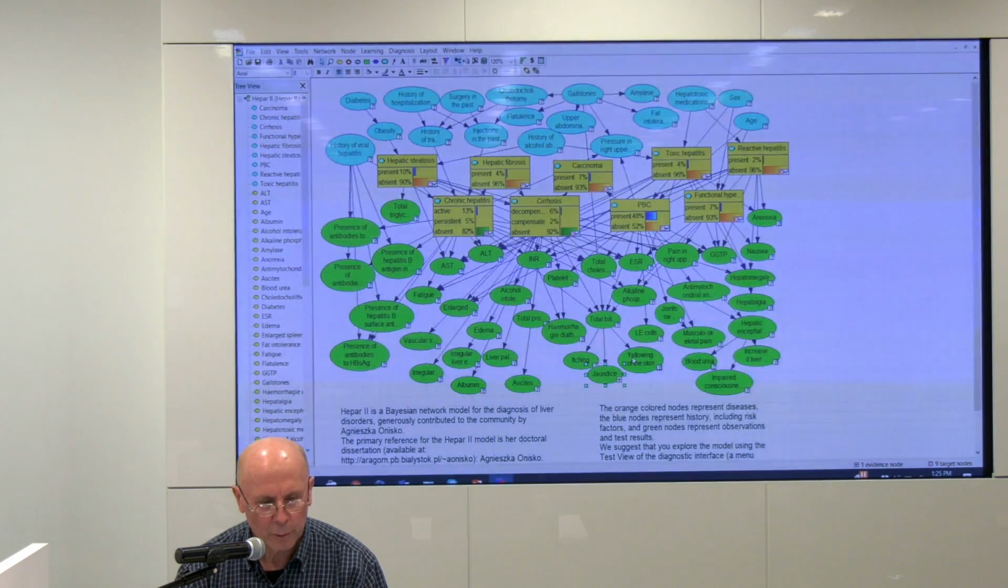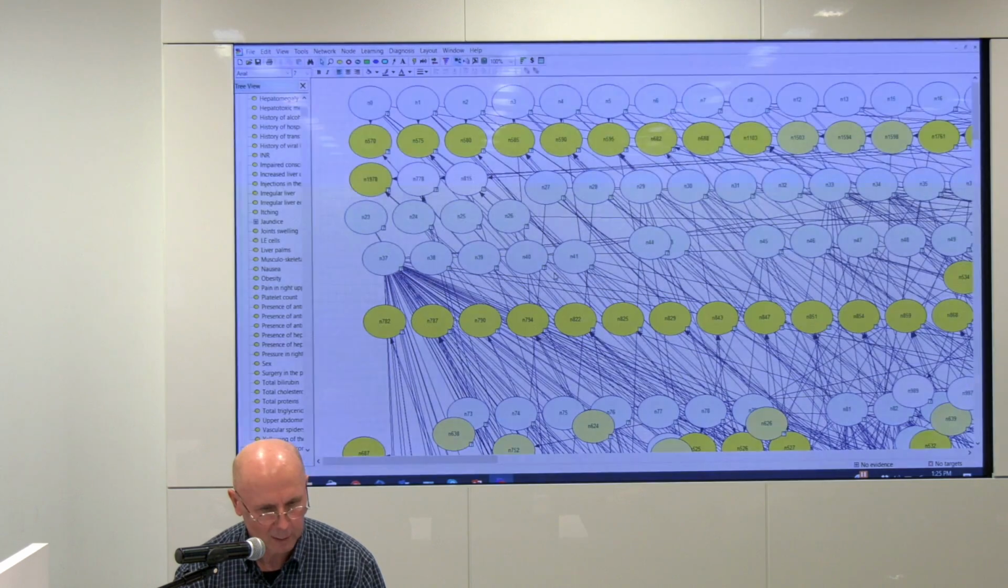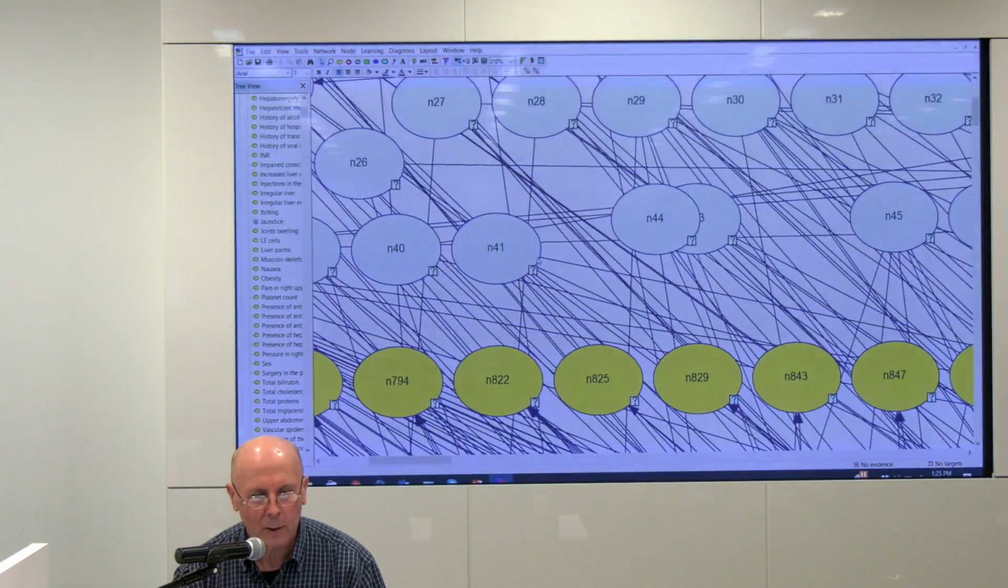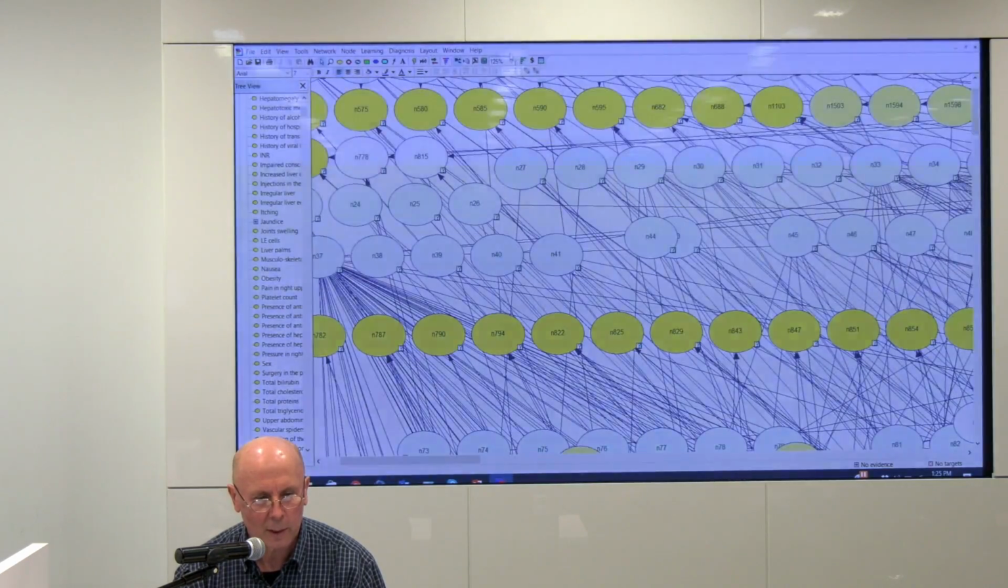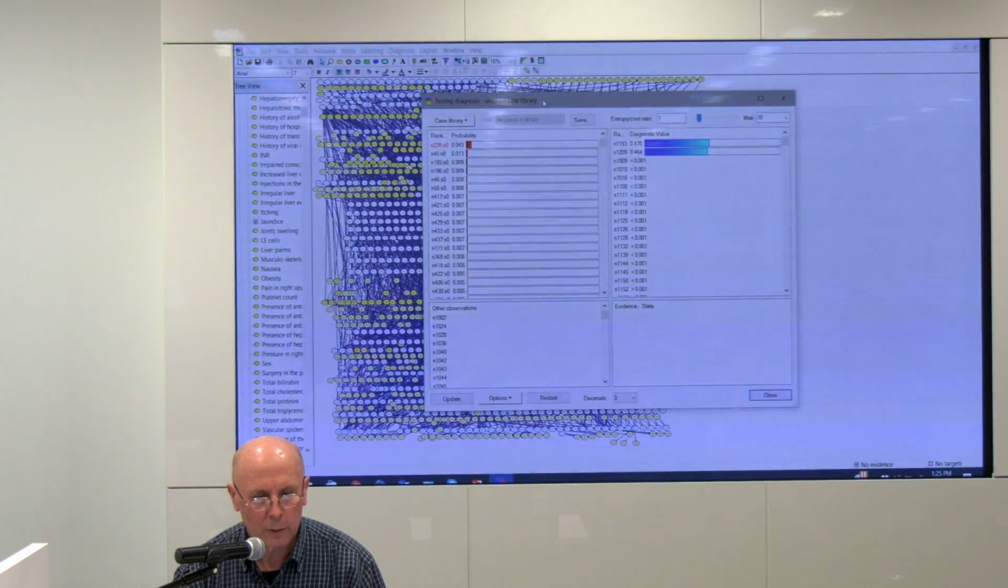What else could I show you? Let me go over to, just one more thing. The huge model, the locomotive diagnosis. As you see, it's huge. Let me show you the whole model. The same thing we can do.